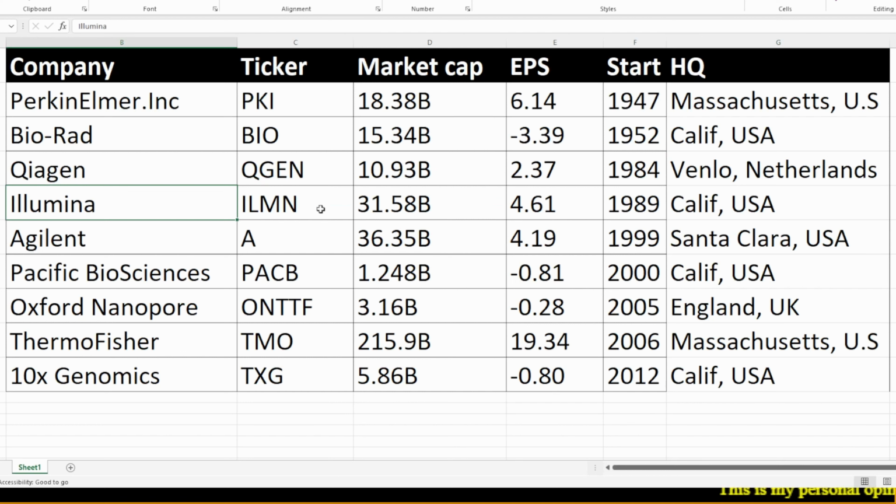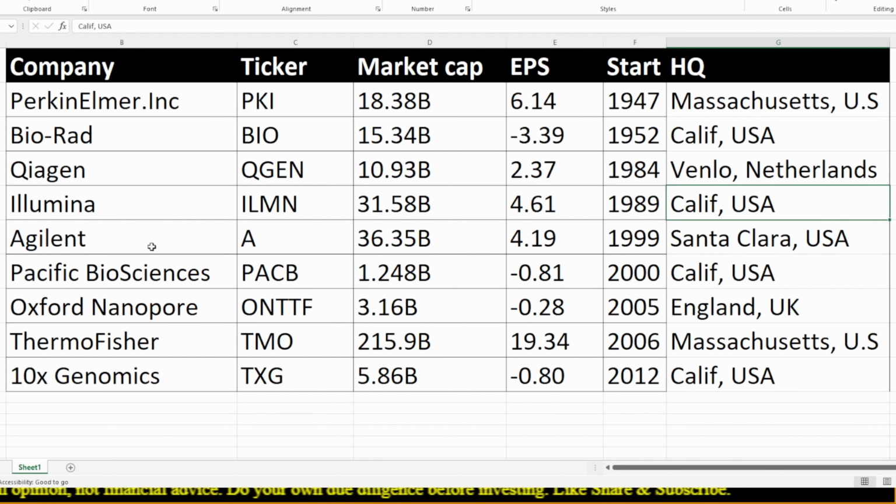Illumina is the next one, ILMN. We have profiled this before. So most probably this will be one of the last companies that I would like to profile in our Closer Look series, because I would like to maybe include information about the potential Q2 earnings that they will release. And that will be a better use of the segment. Its market cap is 31.58 billion. EPS is 4.61 positive. 1989 is the year of establishment in California, USA.